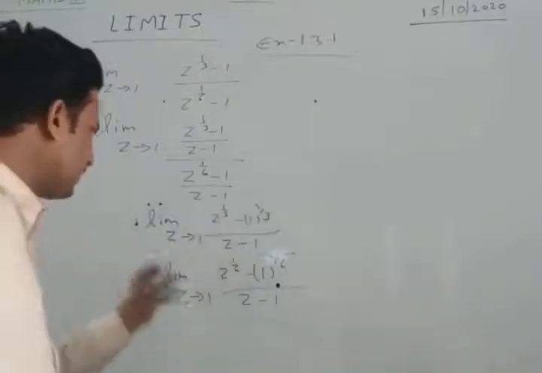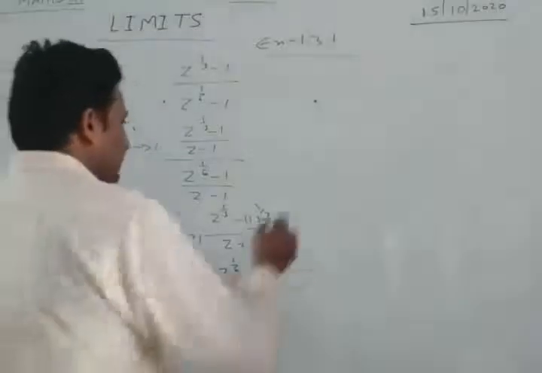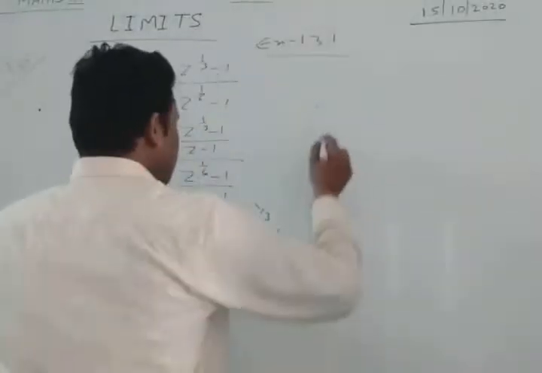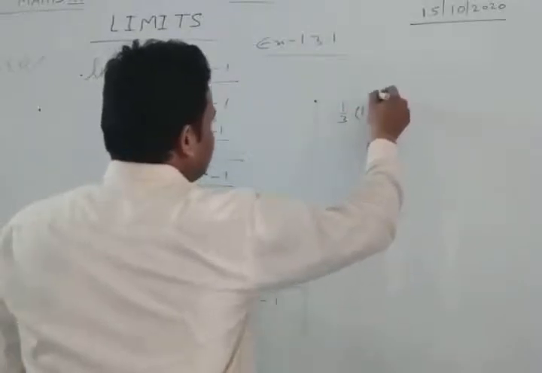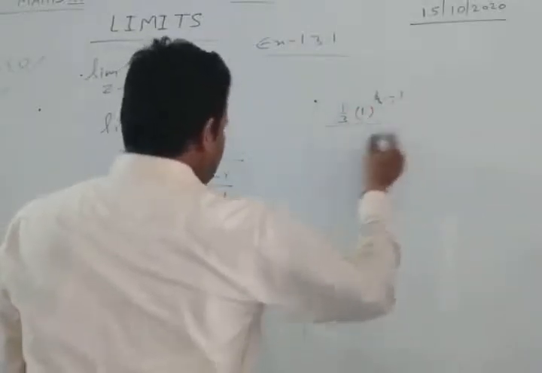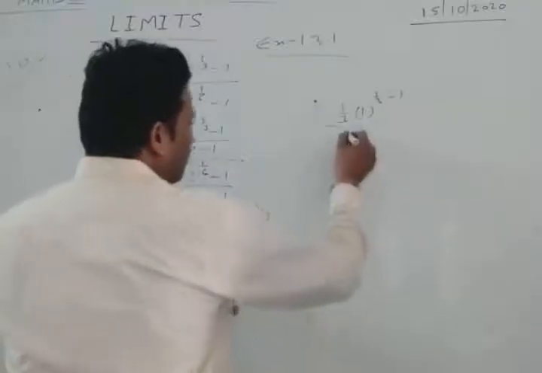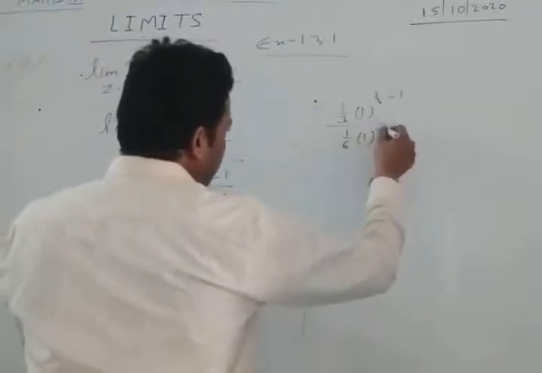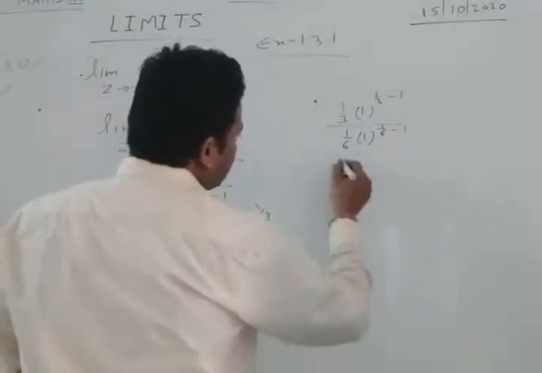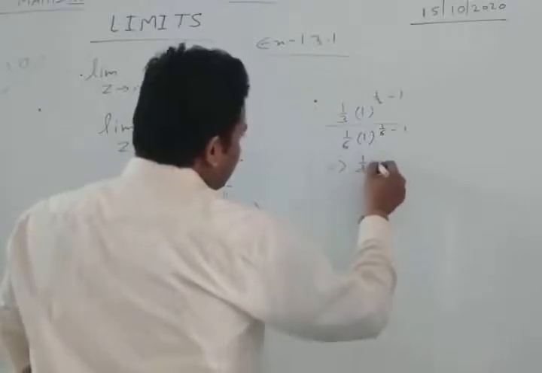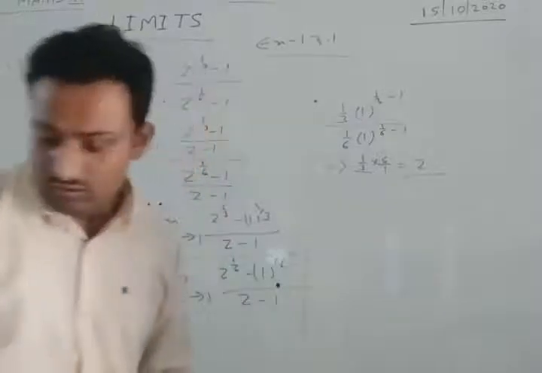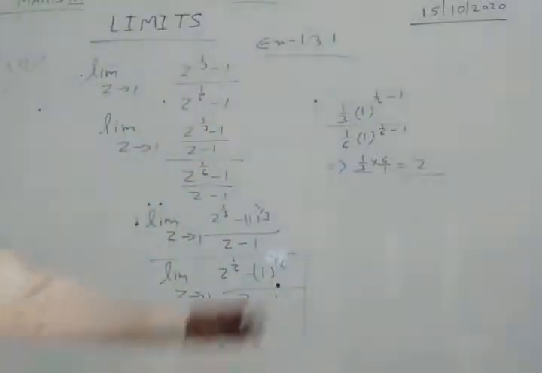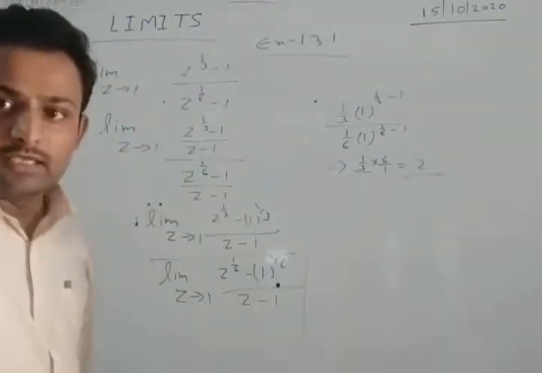Now this is the standard result, where we can write n a to the power n minus 1. So we get (1/3) cross (6/1), that is 2. This is our required result.